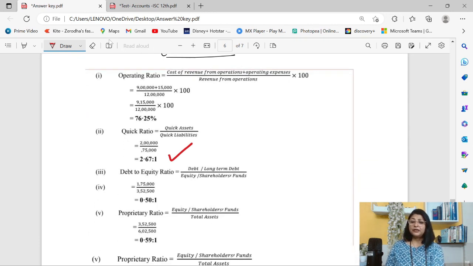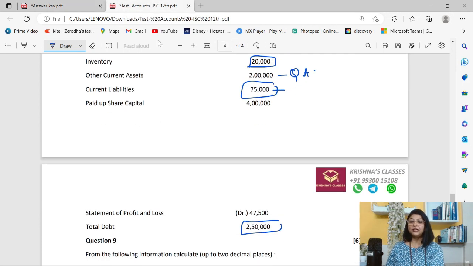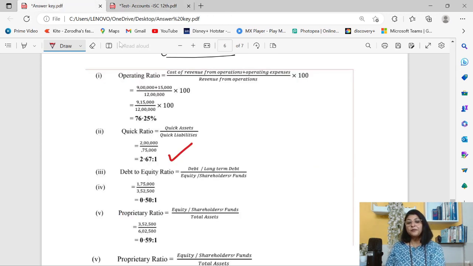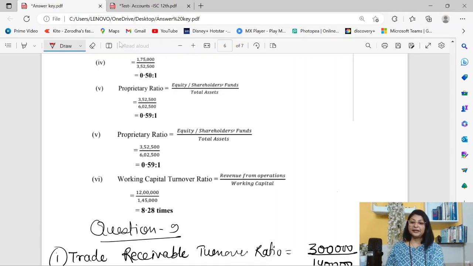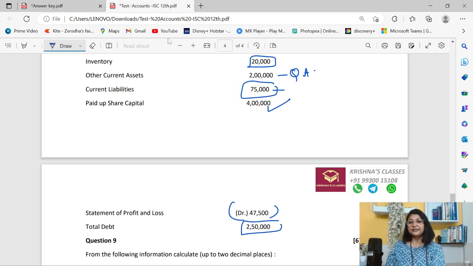And liability, this one, your equity. How do we find out the equity? For finding out the equity, we will take 4 lakh rupees and we will take this negative balance. This will also be taken. So 4 lakh minus 47,500, students, your equity was in this way 3,52,500. Now next was proprietary ratio. What is proprietary ratio's formula? Proprietary ratio's formula is shareholders fund or equity divided by total asset. Now how do we find out the total asset? Here the information was given like this.